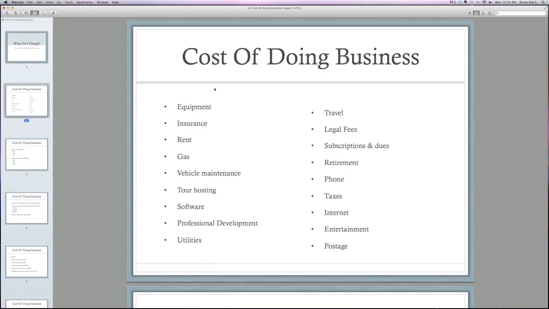Now, the cost of doing business is calculated by adding up everything you see here. And this is not an exhaustive list, but this gives you an idea of a lot of the things that you're going to need to keep track of that are requirements to operate your business, such as equipment, computers, travel, the internet, postage, utilities, tour hosting, that type of thing. All of those things are must-haves when it comes to operating your business. You can't operate it without those things. So this is the first part of it. So you have to add these things up.